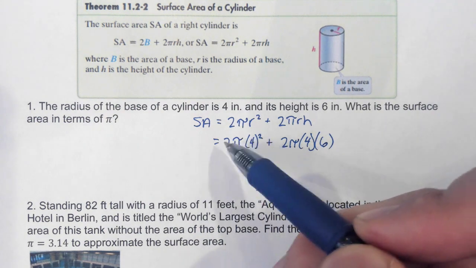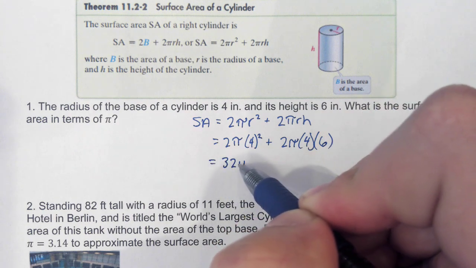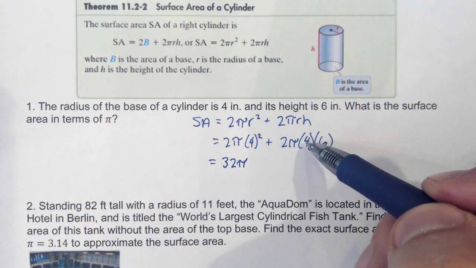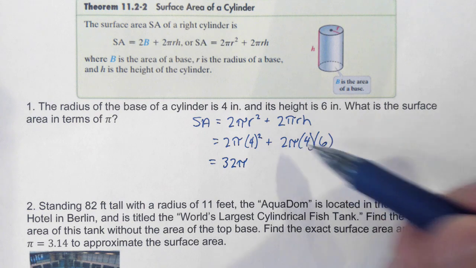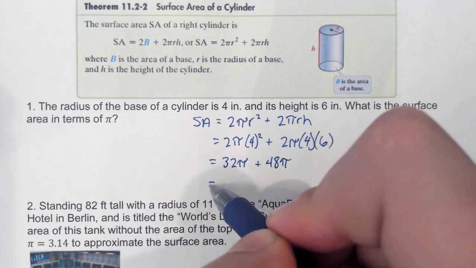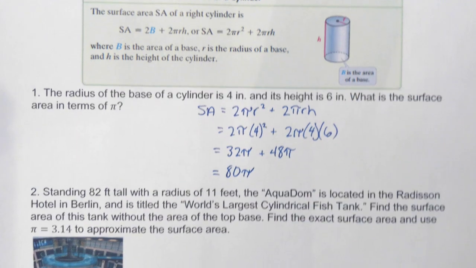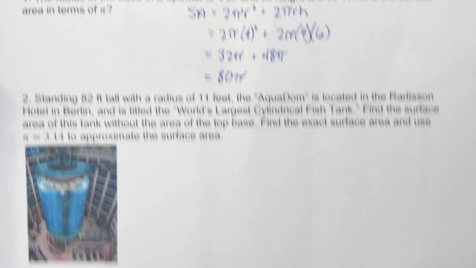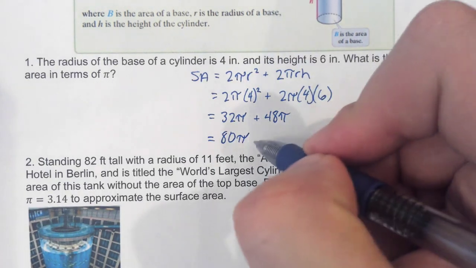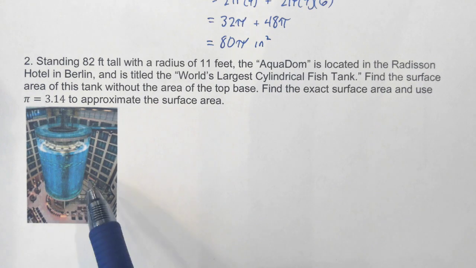Okay, so simplifying, 4 squared is 16. 16 times 2 is 32. So that would be 32 pi. And 4 times 6 is 24. 24 times 2 is 48. So that would be 48 pi. 32 pi plus 48 pi is going to be 80 pi. And it says to leave it in terms of pi, so that would be the surface area. It is square inches.